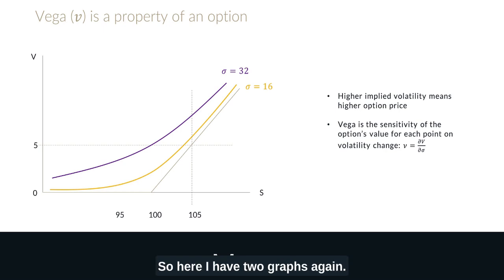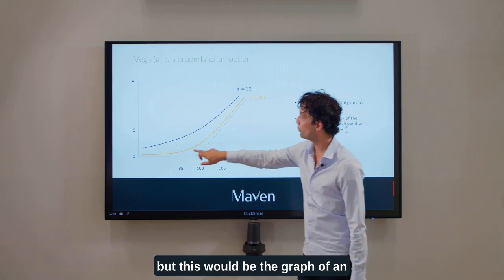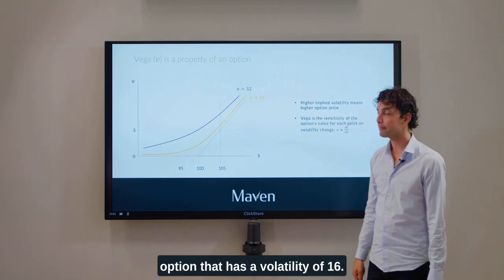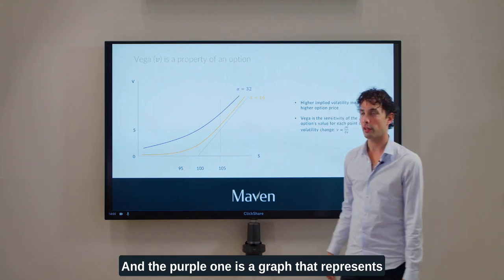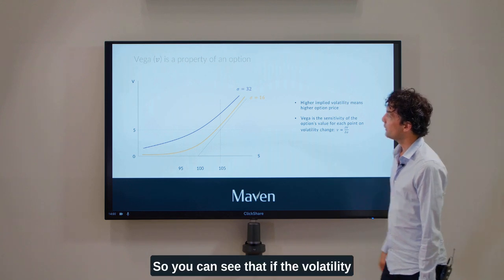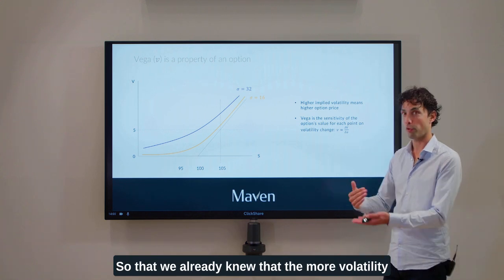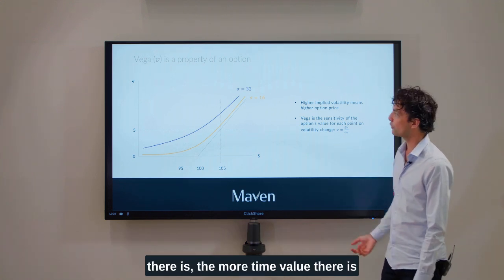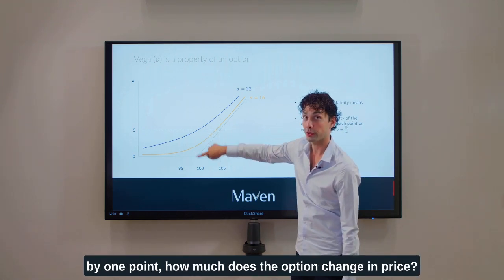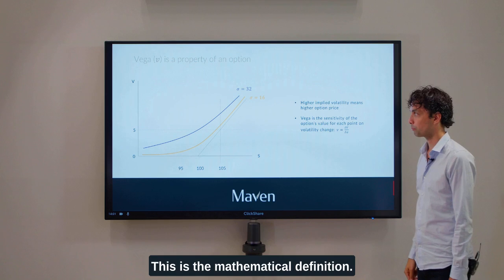So here I have two graphs again. Well, this straight line is again the expiry graph. But this would be the graph of an option that has a volatility of 16. And the purple one is a graph that represents an option that has a volatility of 32. So you can see that if the volatility is higher, the option price is much higher. That we already knew, that the more volatility there is, the more time value there is. But you can also see now, if I raise the volatility by 1 point, how much does the option change in price? And we call that Greek Vega. This is the mathematical definition.